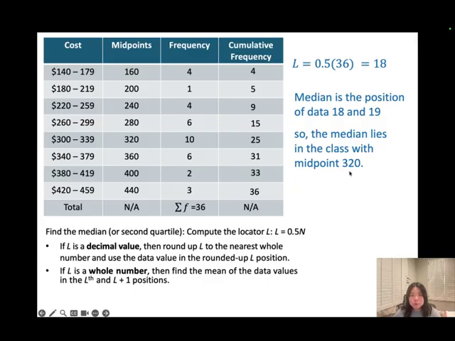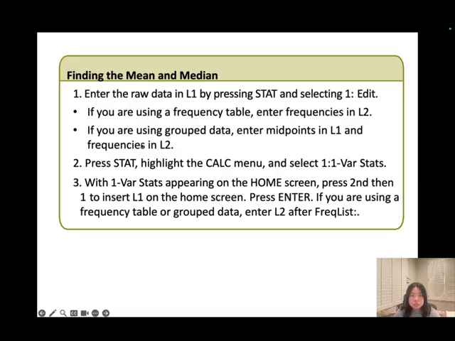Don't worry too much about this example because for this part, we will have more examples in section 3.3. And also, I will teach you how to use your calculator to find the mean and the median for the frequency distribution. So this is going to be the procedure for using your TI-84 calculator to find the mean and the median.